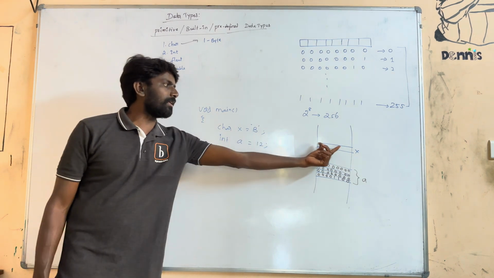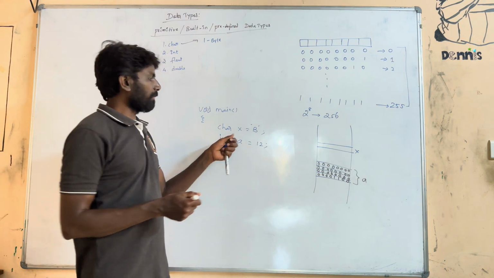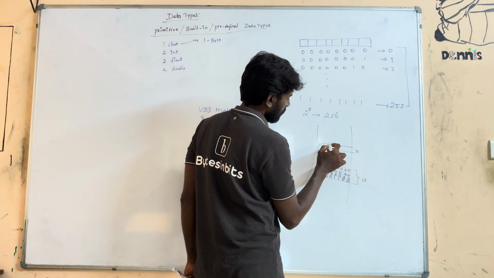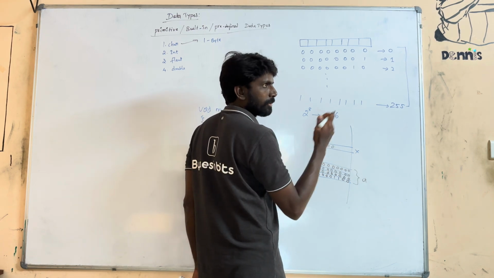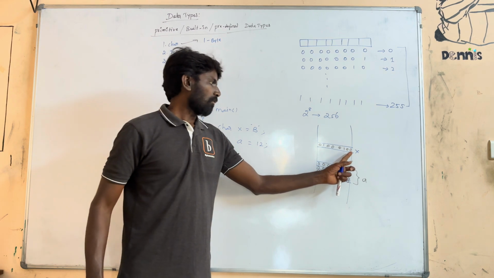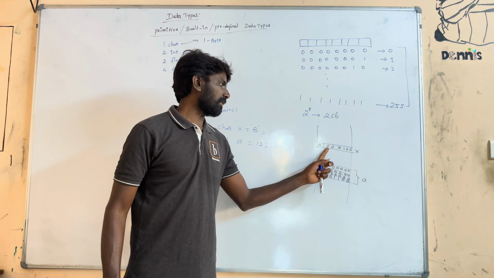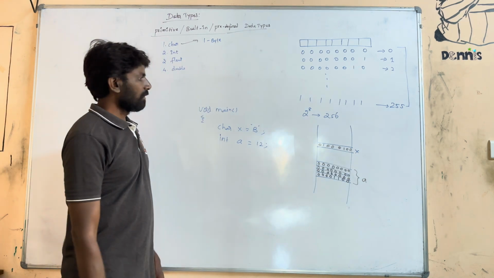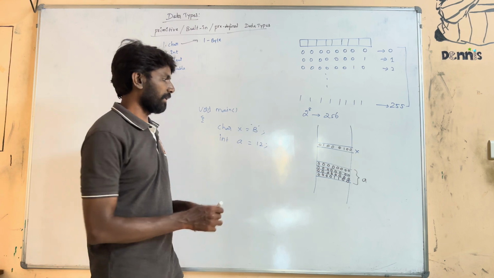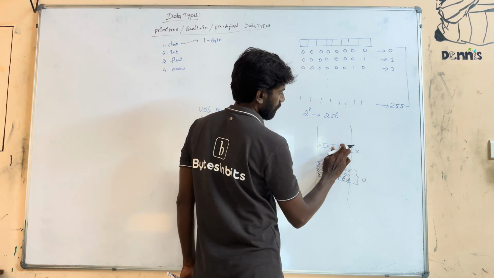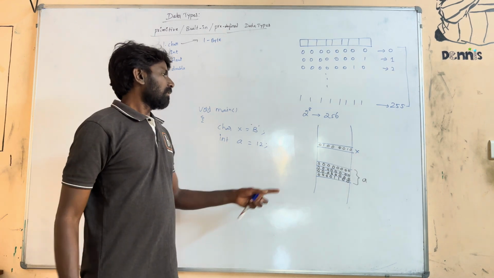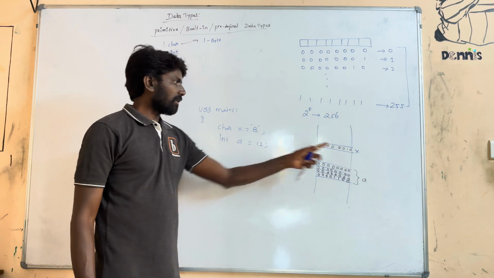Now what is the number? 66. 66 in binary is 0, 1, 0, 0, 0, 0, 1, 0. Checking: 1, 2, 4, 8, 16, 32, 64. 64 plus 2 is 66. Sorry, this is 64, right? 64 plus 2, yes. Clear, right?